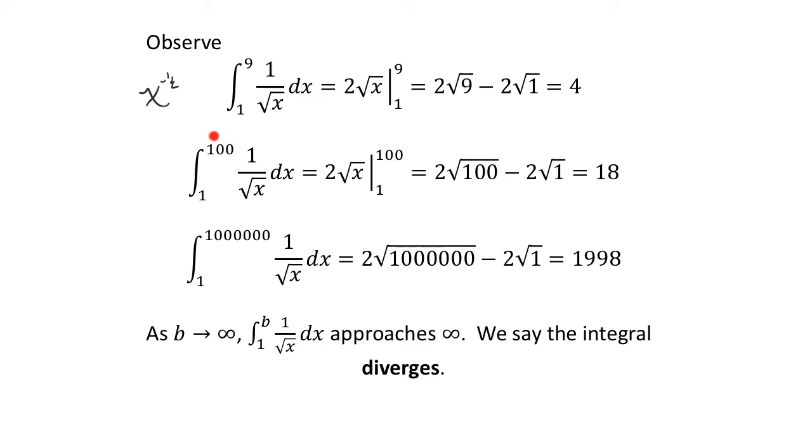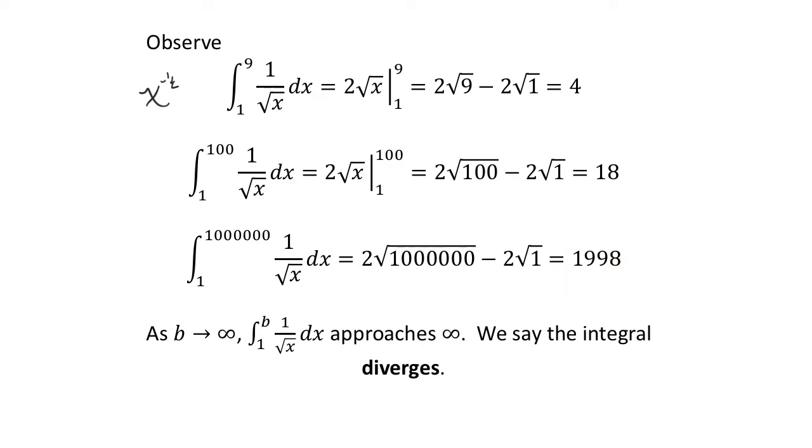Now let's change it to another limit. Instead of going to 9, let's go to 100. 1 over radical x, same antiderivative. We evaluate it at 100. 2 times radical 100 is 20, minus 2 is 18. And then when we do it from 1 to 1 million, we end up with 2 times radical 1 million, which is 1,000. 2 times 1,000 is 2,000, minus 2 is 1998.